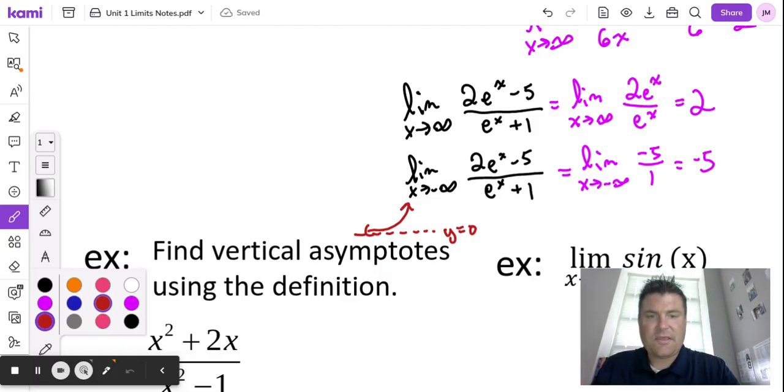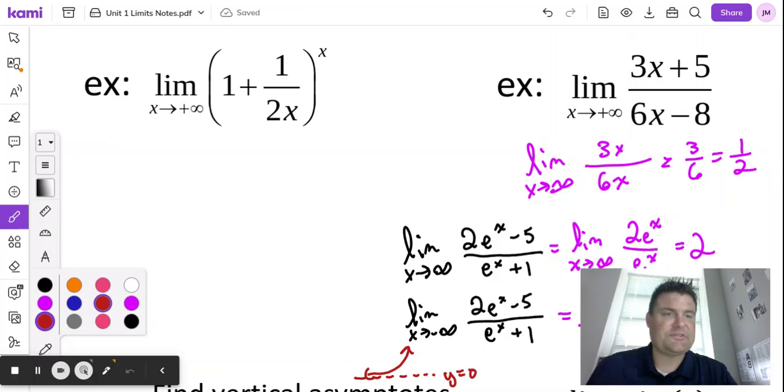That's not the case here for this example, 3x plus 5 over 6x minus 8. If we did go to negative infinity, we would get the same answer because the x's are still changing at negative infinity, just like they are changing at infinity.